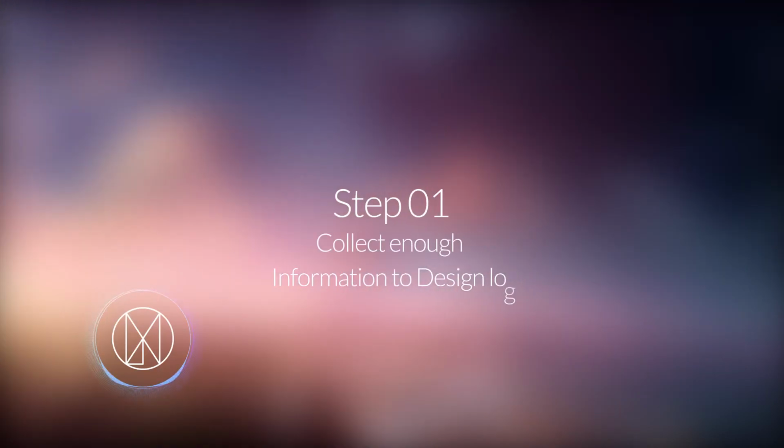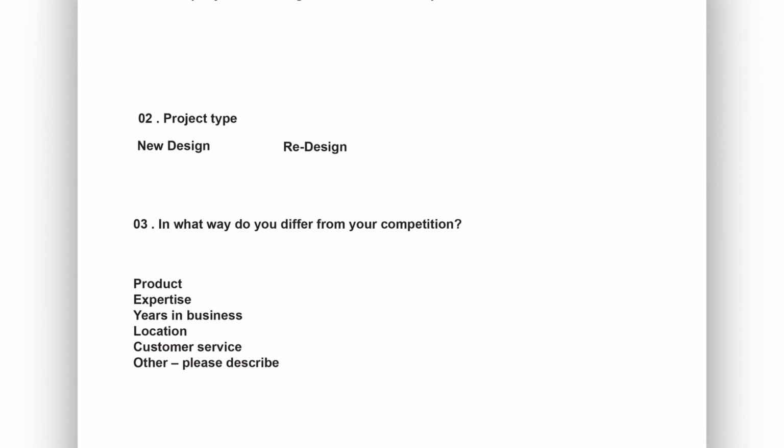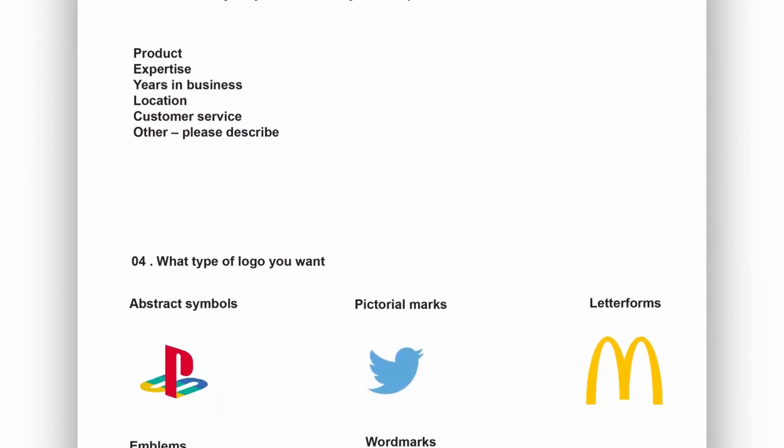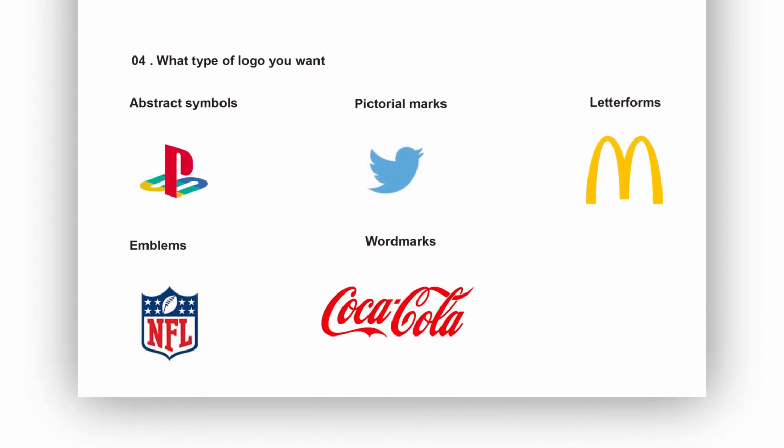Step 01. Collect enough information to design the logo. I have an order from Drunk Rabbit to design their logo, so I send them a little PDF file and they send it back to me. After collecting everything needed to design a logo, I'll begin to sketch. I will put the link in the description to download the PDF.